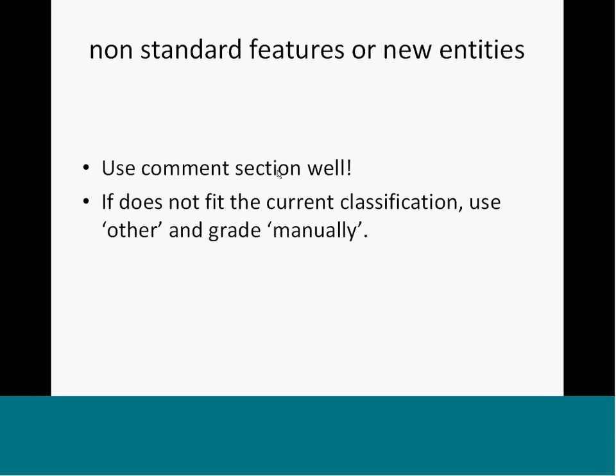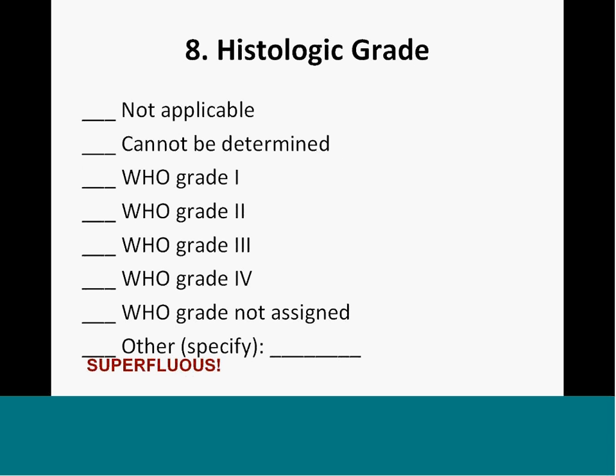So, let's take away from this the problem that we have with the gliomas and the meningiomas: if there are non-standard features or new entities that are recognized, use the comment section at the bottom of the report well. And if there are things that do not fit the current classification, use other classification and grade that manually.